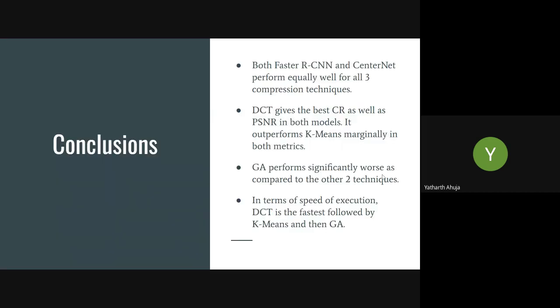So, in conclusion, we would like to say that both Faster RCNN and Sentinel perform equally well for all three compression techniques. However, initially we had considered Sentinel superior due to its theoretically better performance. The DCT gives the best compression ratio as well as PSNR in both models. It outperforms K-means marginally in both metrics, whereas GA performs significantly worse compared to the other two methods. In terms of speed of execution, discrete cosine transform is the fastest, followed by K-means and then genetic algorithm.